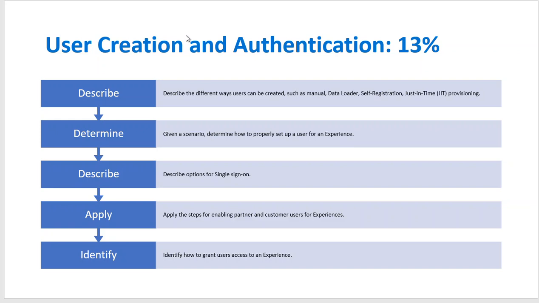Talk about single sign-on options. And there's different ways if they're a partner versus a customer. How do you enable or create users for those particular experiences? And then again, how do you identify when you grant users access to experience? Where are you going? How are you doing that? And how do you disable them?